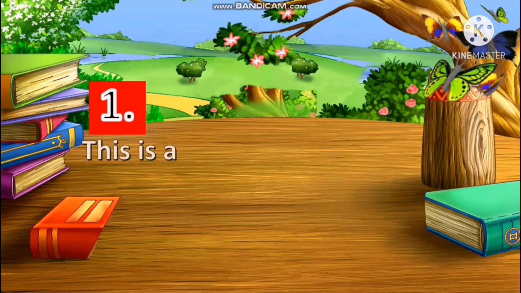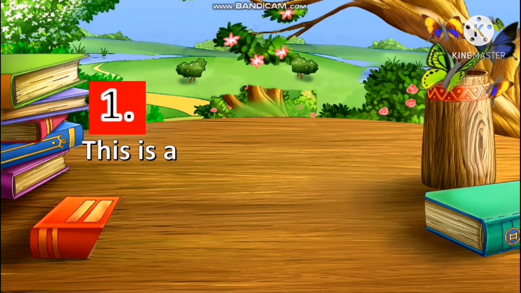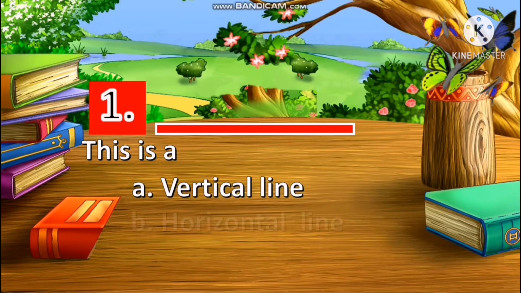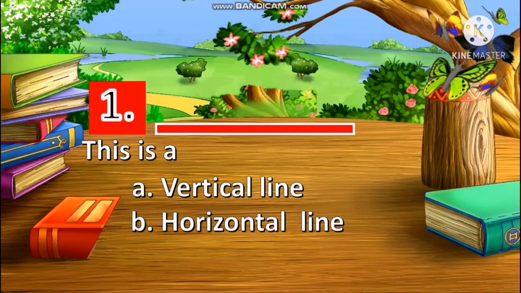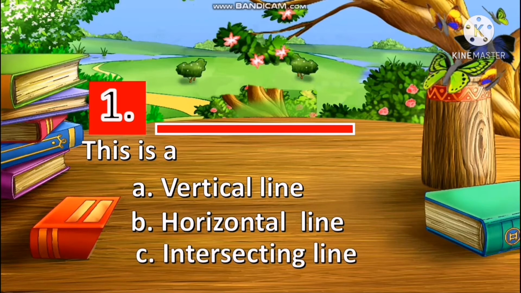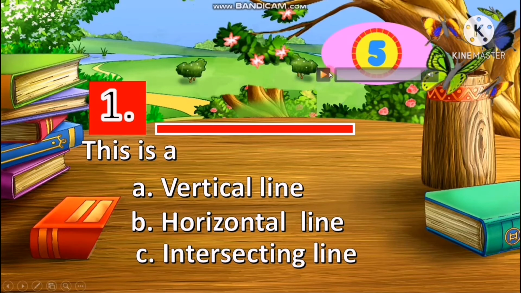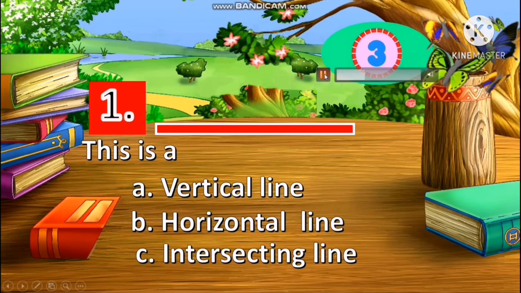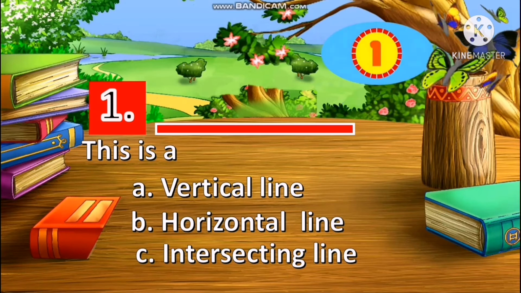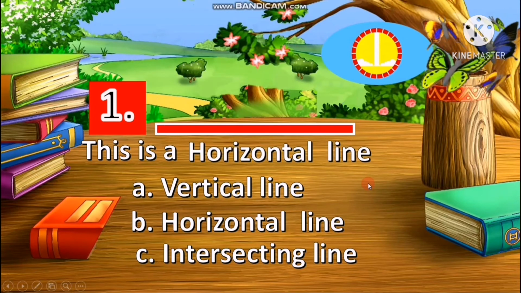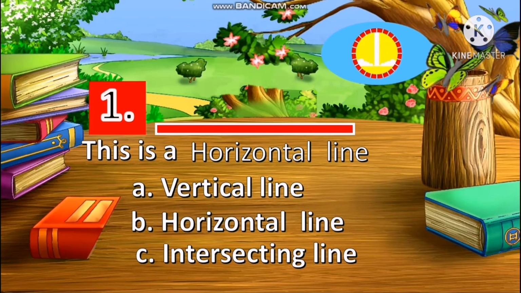Number 1. This is a: A, vertical line, B, horizontal line, C, intersecting line. Let's start the countdown. 5, 4, 3, 2, 1. And the correct answer is horizontal line.